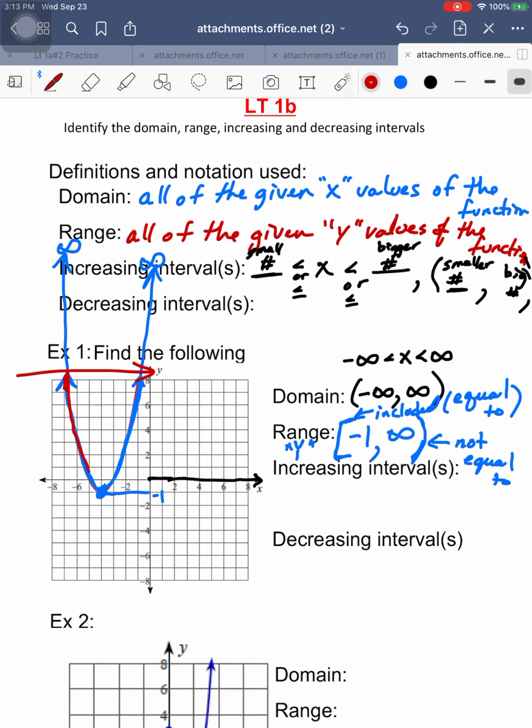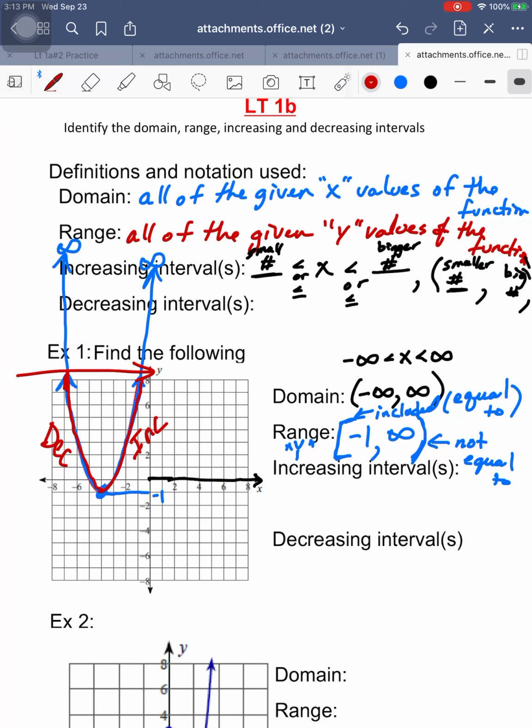And as we follow the graph, you just follow the contour of the graph. That goes down, so that's decreasing. And then it turns and it goes up, and that second part is increasing. So now we're just gonna work on, and this is really the domain for each decreasing and increasing interval.